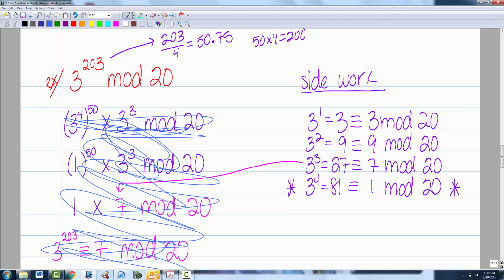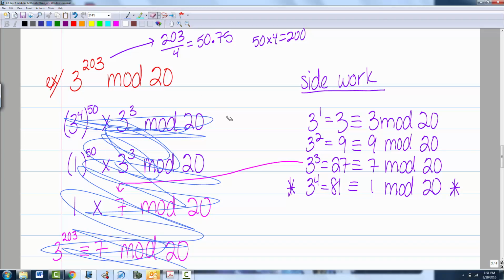3 times 3 is what? I did that on purpose. I have 2 9s. What's 9 times 9? 3 times 3 is 9 over here. 9 times 9 is 81. You should know 3 to the fourth is 81. 20 goes into 81 4 times with 1 as a remainder. I found my 1 mod.